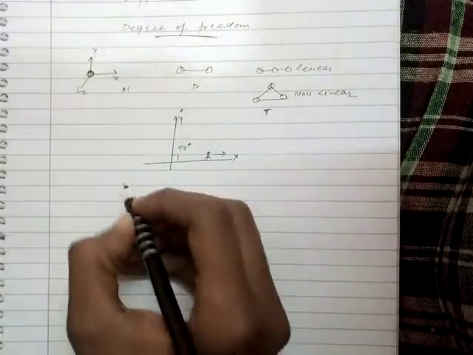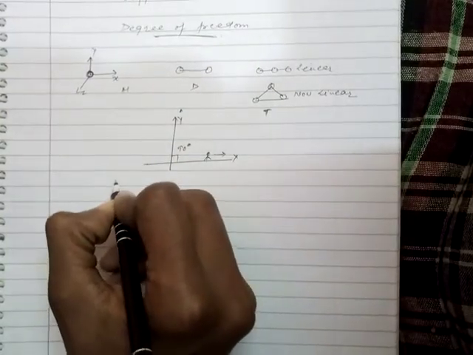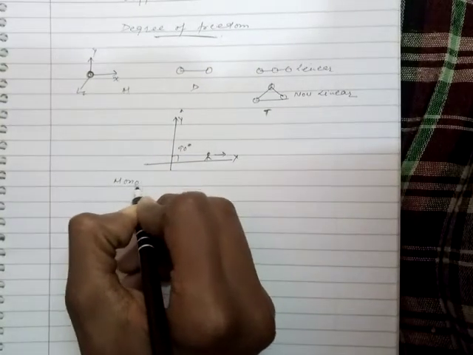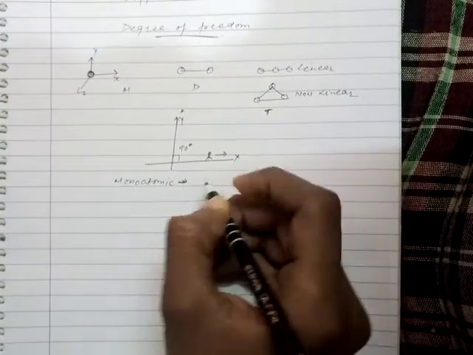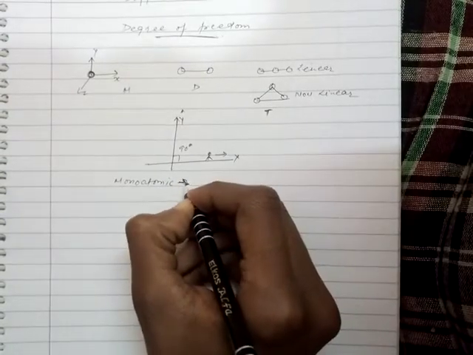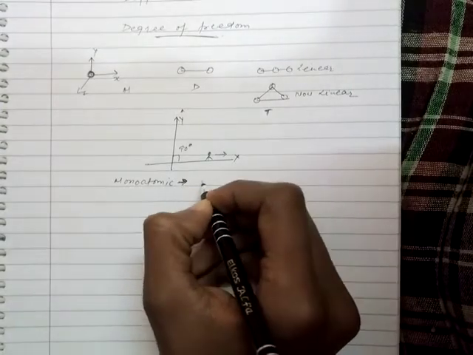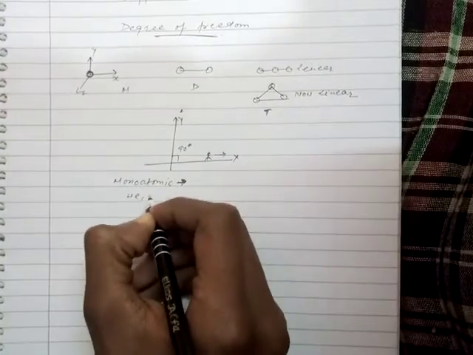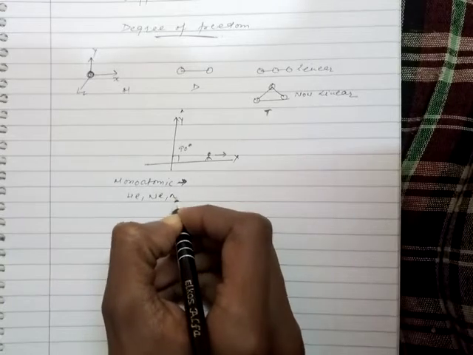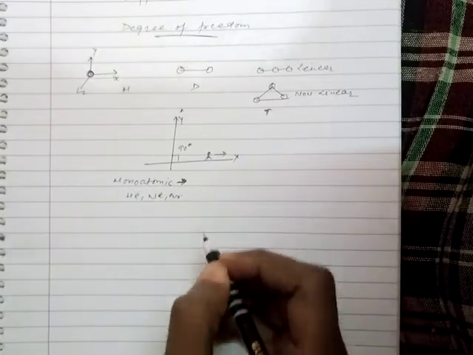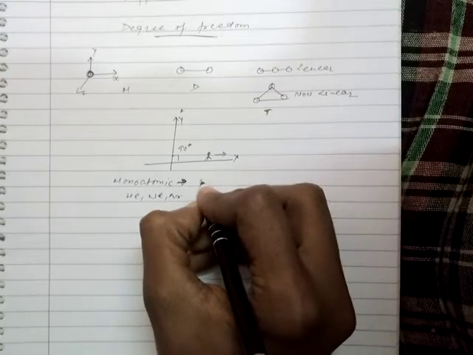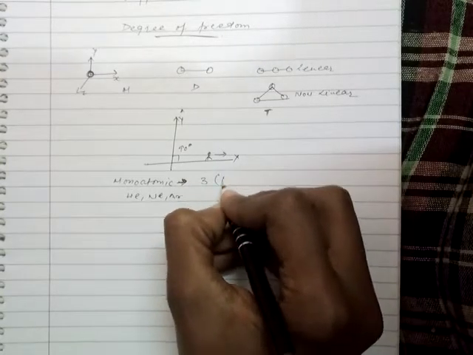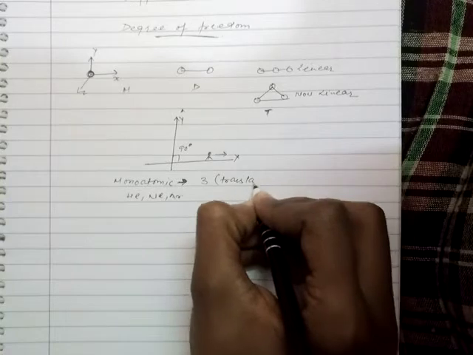Similarly, we start with monoatomic molecules. These are those molecules which consist of single atoms, like helium, neon, argon, and many other gases. So for these molecules, degree of freedom is equal to 3, and it consists of only translational motion.